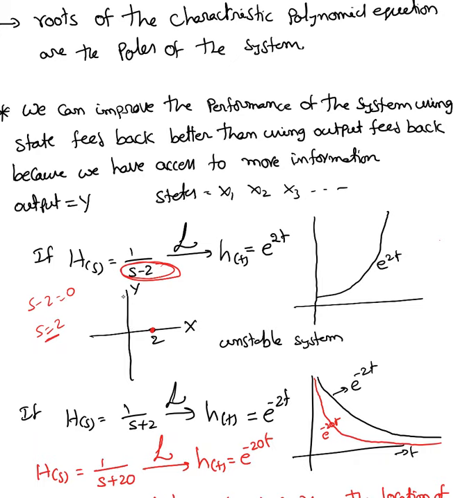We know a system is going to be stable if and only if I have poles on the left hand side of the y-axis. If we convert this into the time domain, h of t equal to e to the power of 2t. This is the graph for e to the power of 2t. Since it's positive t, as time increases, it's going up, so it's an unstable system.